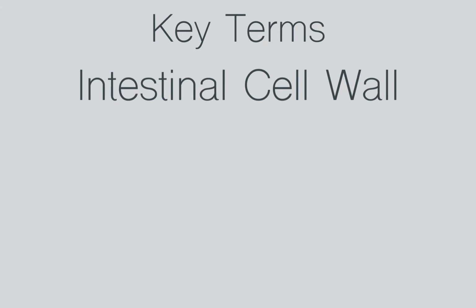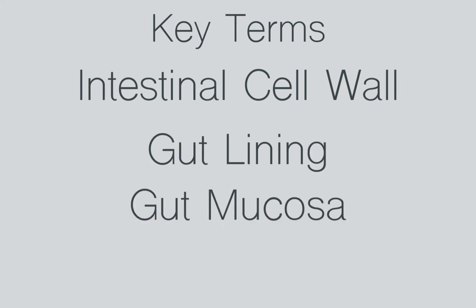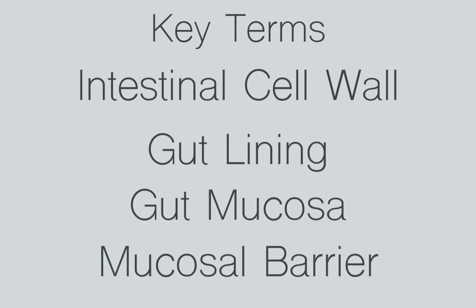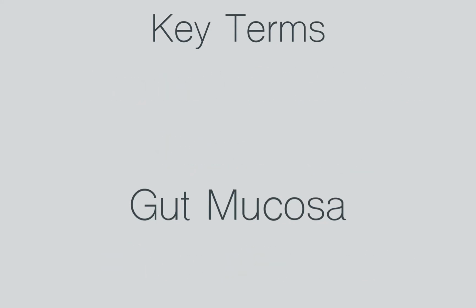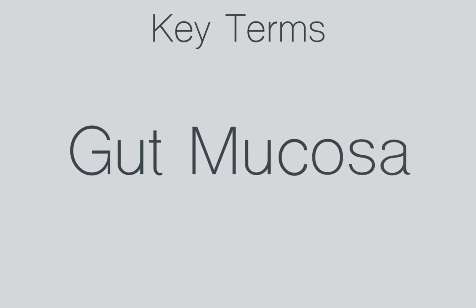Let's begin by going over some key terms. The intestinal cell wall has many names, including gut lining, gut mucosa, mucosal barrier. We will mostly use gut mucosa in this video to refer to that area.